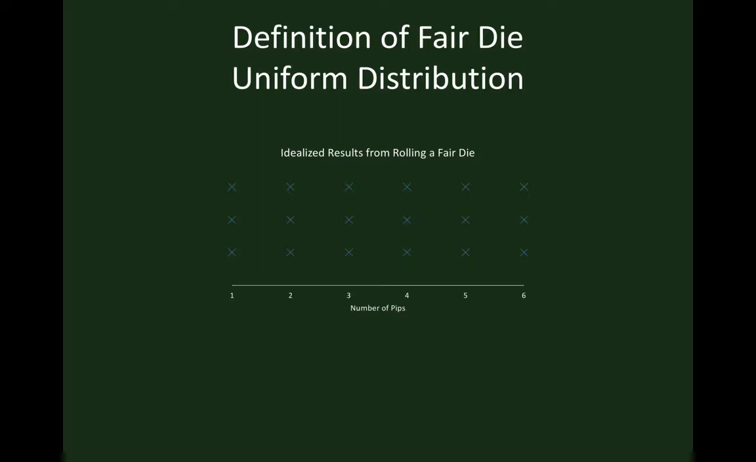And by the way, die is singular and dice is plural. So if we're talking about a single die, then we use the word die. If we're talking about two or more, then we say dice.